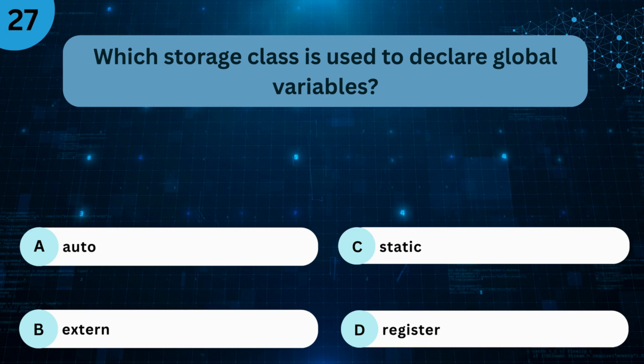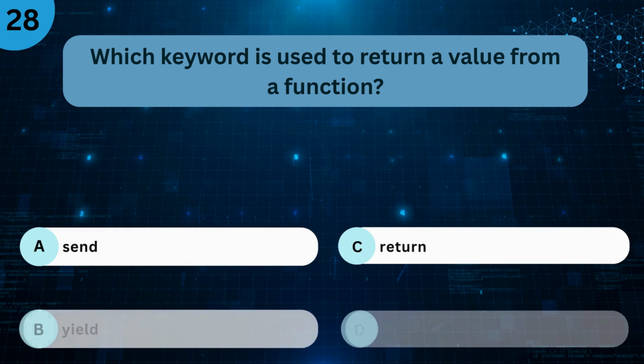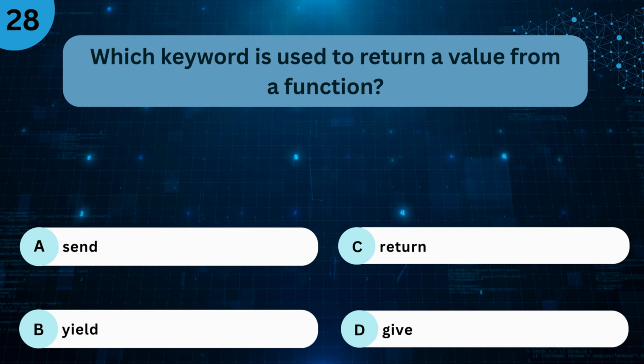A. Auto. B. Extern. C. Static. D. Register. The right answer is B. Extern. Which keyword is used to return a value from a function?